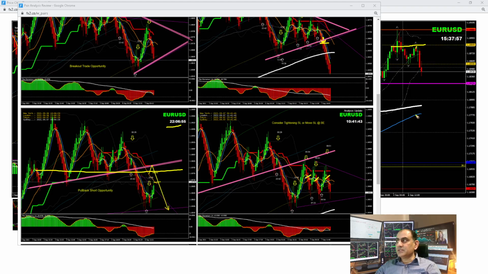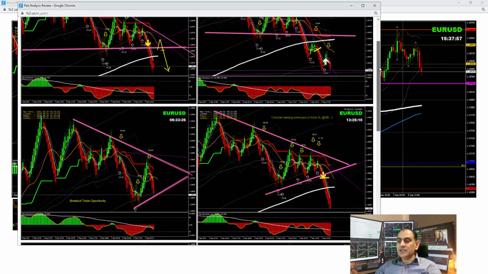As you can see here, price nicely respected here. I also did analysis this morning, and you can see here a symmetric triangle pattern developed. Based on that, price nicely broke. As you can see here, a beautiful short trade. I explained to my traders to bank some profit.